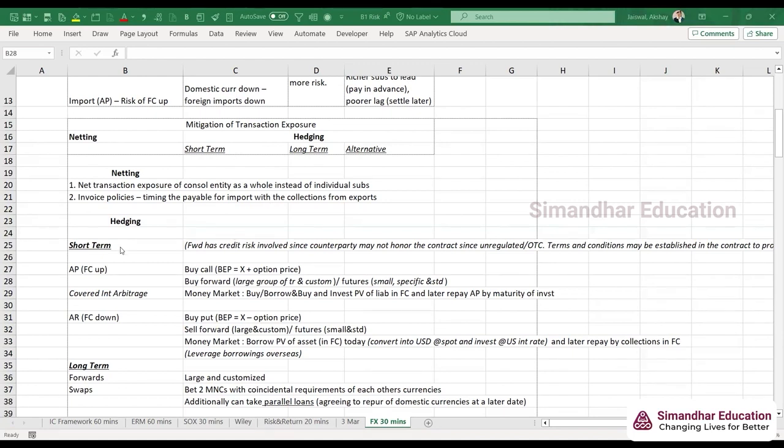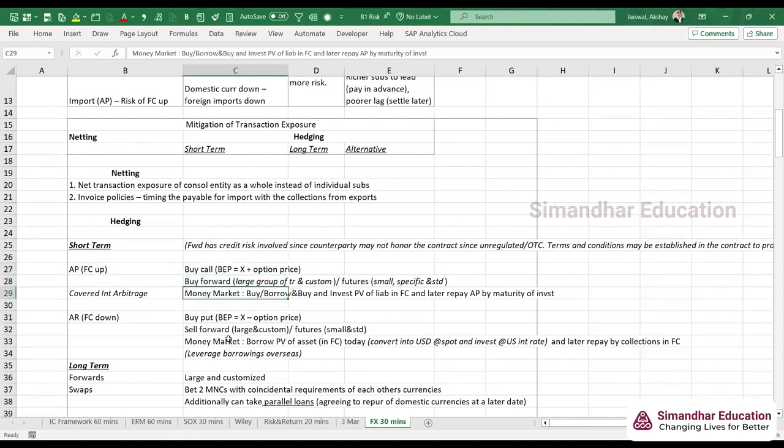So that is forward and futures, or there can be options, right? We can buy a put option. In case of a put option, we will gain when the prices are going down. So we are taking the opposite position, right? If the currency is going down, then we will gain in a put option. So option and forward or future, FNO is simple. In case of AR, we will buy a put or sell a forward or future. In case of AP, it will be the opposite, right? We will buy a call or buy a forward or future.